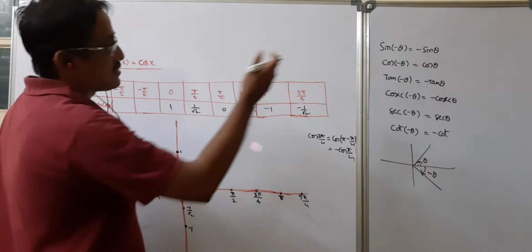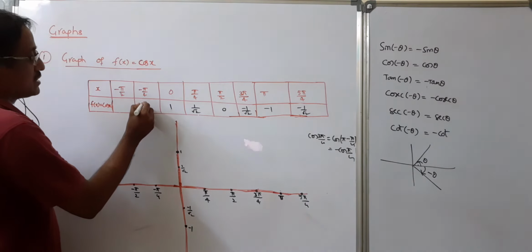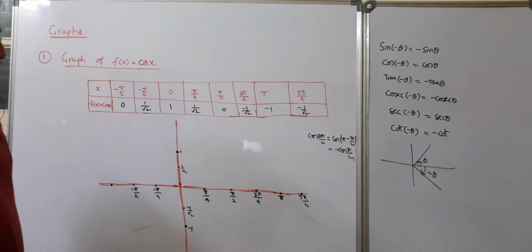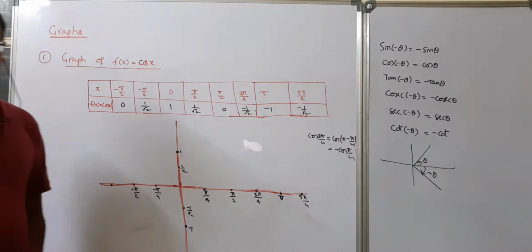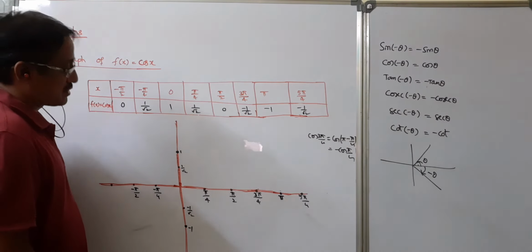Here cos of minus theta is cos theta. So cos of minus pi by 4 will be cos pi by 4. Cos of minus pi by 2 will be cos pi by 2. So you will get 0. Now let us see the graph of f of x is equal to cos x.